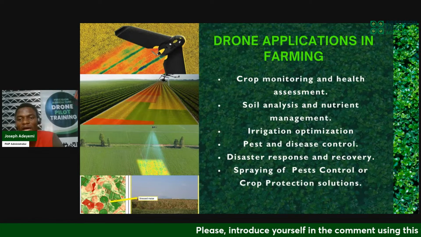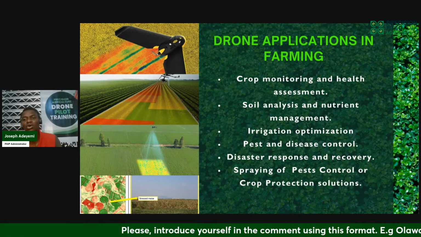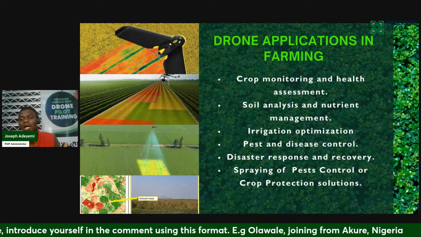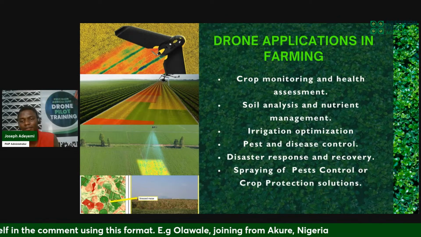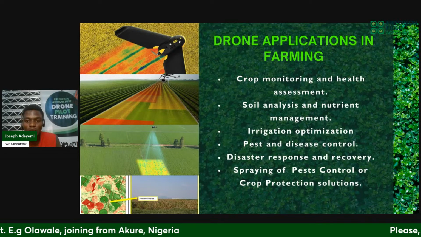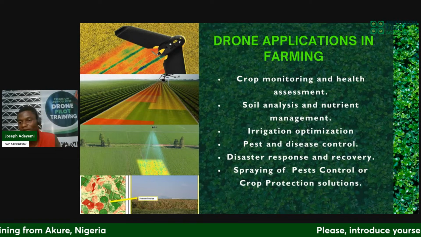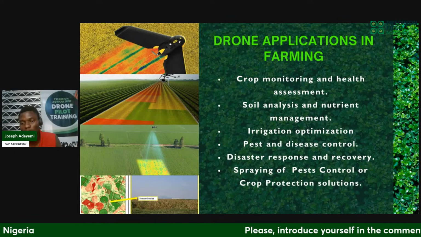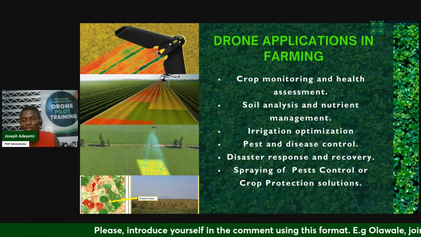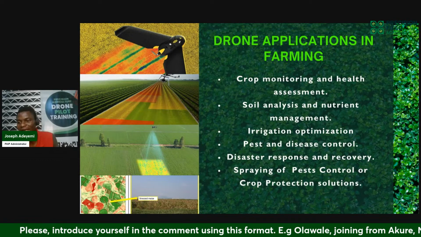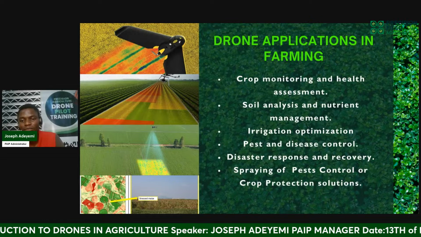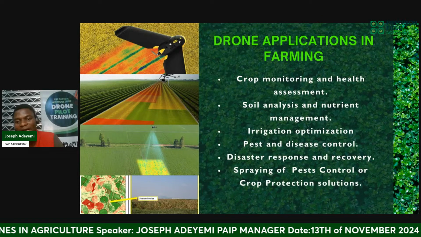So let's quickly talk about drone applications in farming. We have crop monitoring and health assessment. Okay, we've talked about that a lot when we referred to hyperspectral and multispectral sensors. You can assess the health of a crop, and you can also monitor the health status of a crop. Likewise, we have soil analysis and nutrient management.